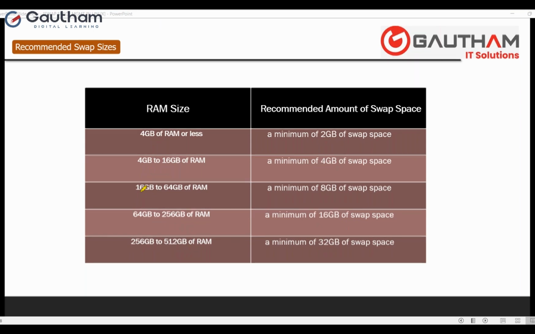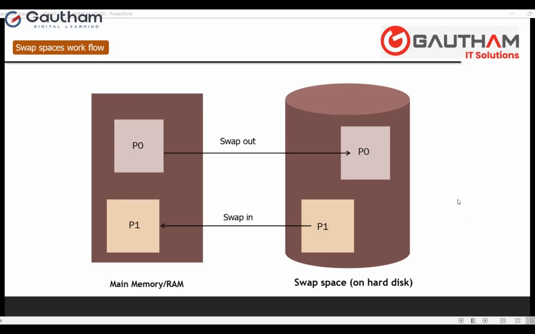Normally, people will go twice of RAM. Suppose your RAM is less, maybe just 2 GB, 4 GB, or 8 GB, then you'll see people will go twice of RAM, double the size of RAM. They'll go for 4 GB, 8 GB, or 16 GB. But when your RAM is very big, then we'll go for the recommended swap space. Anyway, let's move on to the next thing and understand what exactly swap does.